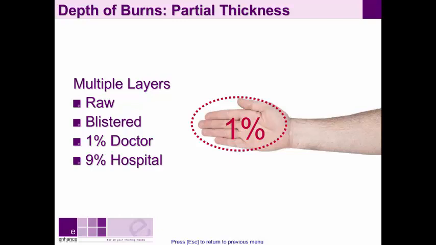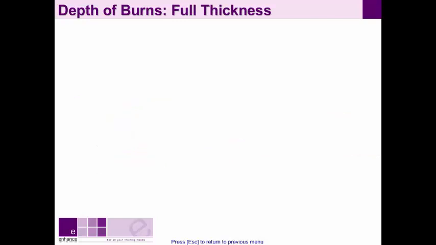At 9% or over, you don't even muck around. You're activating the emergency services for something as severe as 9%. We call it the rule of nines. That would be something like an arm, or a leg, or the head, or the front of the chest, or the back. Any of these areas works out at roughly 9%. So we'll call it the rule of nines.